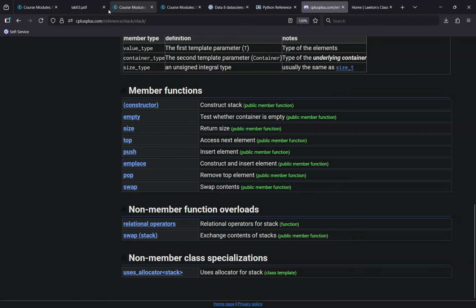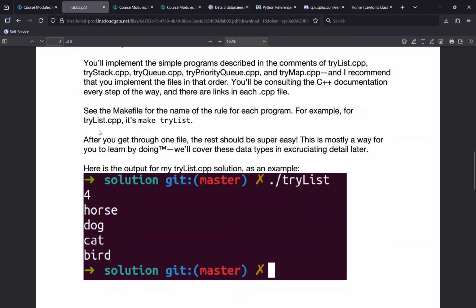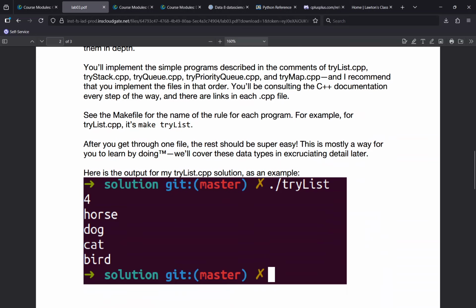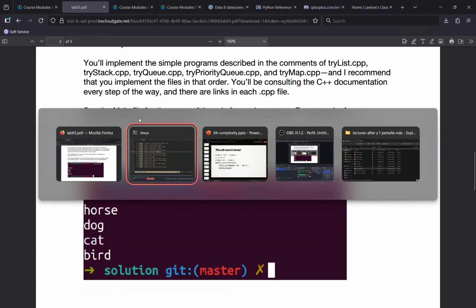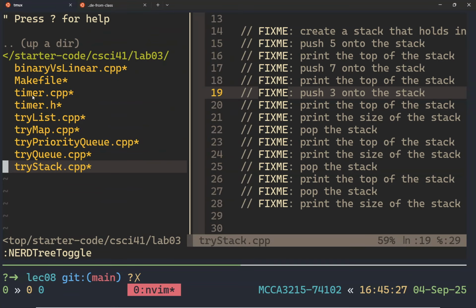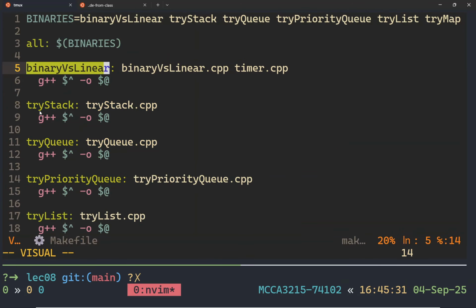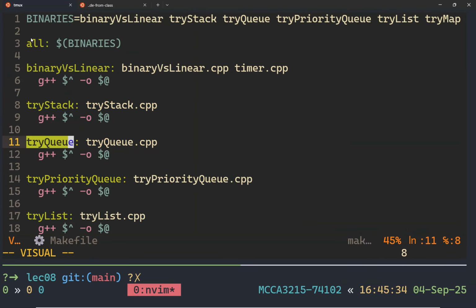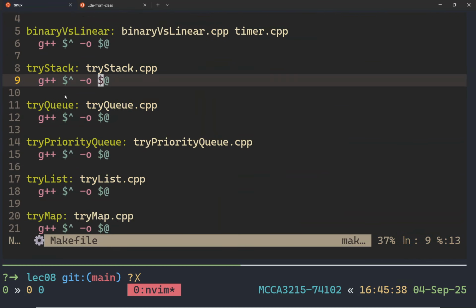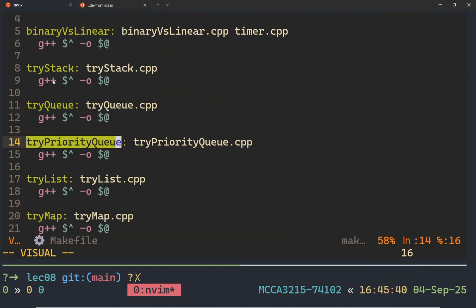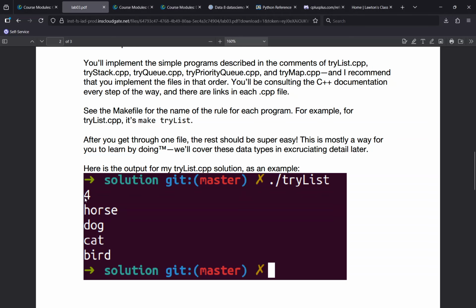Because we'll learn about them. And I've given you a makefile for everything, by the way. If you want to do any of these things, like make binary versus linear, make tri-stack, make tri-queue. If you say make by itself, it's going to compile everything all at once, so you can do that as well. Make tri-priority queue, make tri-stack, all those things.